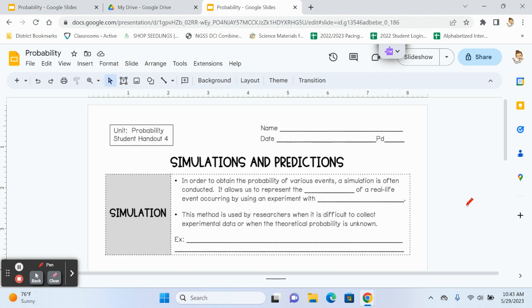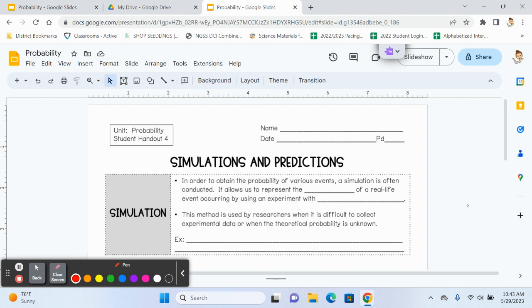So please put, uh-oh, my pen's not working. Well, maybe I can draw. Yeah, there we go. Likelihood. This is going to be messy. I'm using my finger because the pen is not working. The likelihood of an event occurring by using an experiment with similar probabilities. So similar probabilities. Yep, that's messy. This says similar probabilities.